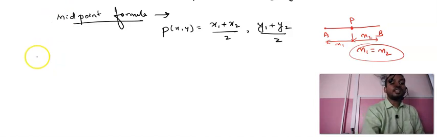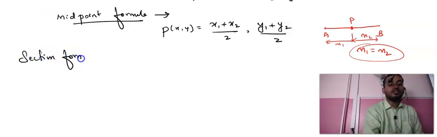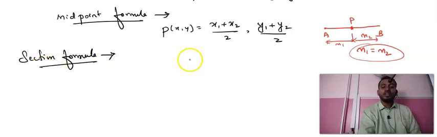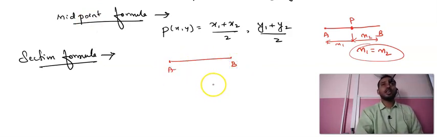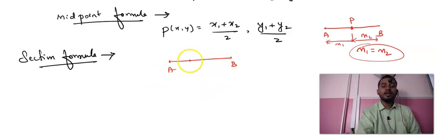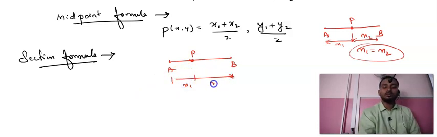Suppose it changes, then it becomes the section formula. What is the section formula? Observe here. AB is a line. For this line AB, P is the point which divides the line AB in the ratio M1 is to M2.